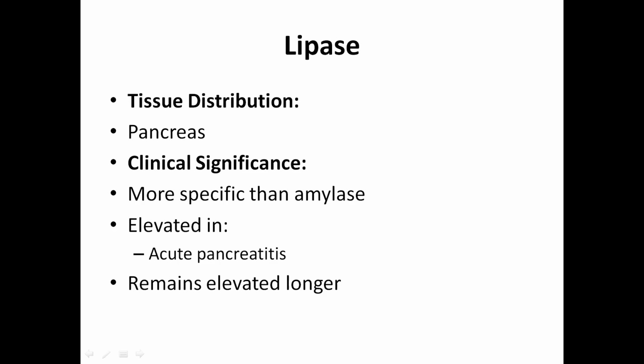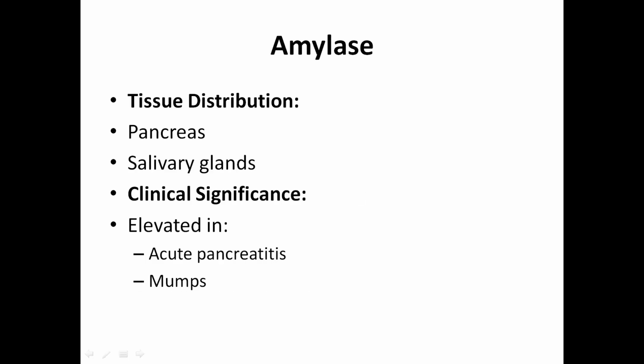Now lipase. Lipase is mainly found in the pancreas. The clinical significance of lipase is that it is more specific than amylase, and if the lipase level is elevated, it indicates acute pancreatitis. It remains elevated for longer times. Amylase is mainly found in the pancreas and salivary glands, because of P type and S type amylase. Its clinical significance: it is elevated at the time of acute pancreatitis and mumps.